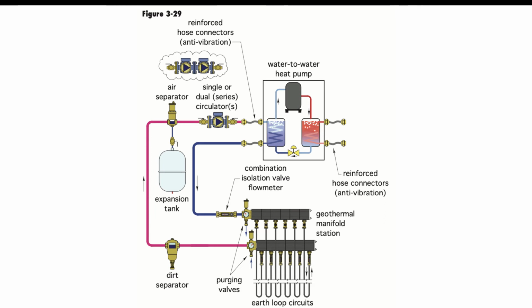Figure 3-29 shows another method of being able to provide circulation for the ground source loop. Note in this installation that there is an expansion tank, an air separator, and a dirt separator. Although these are not common in most ground source heat pump systems, if we are responsible for its design, it is strongly recommended that these components be included as a part of the bid package.